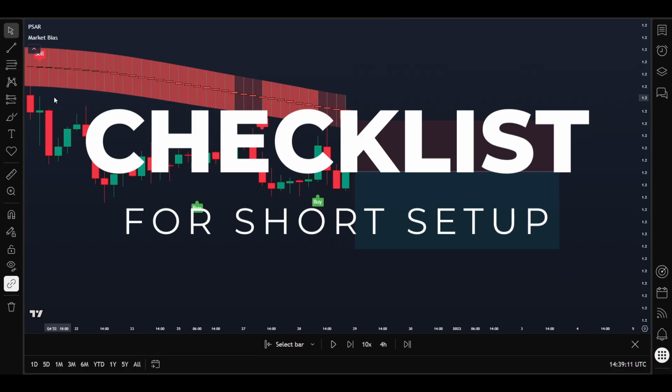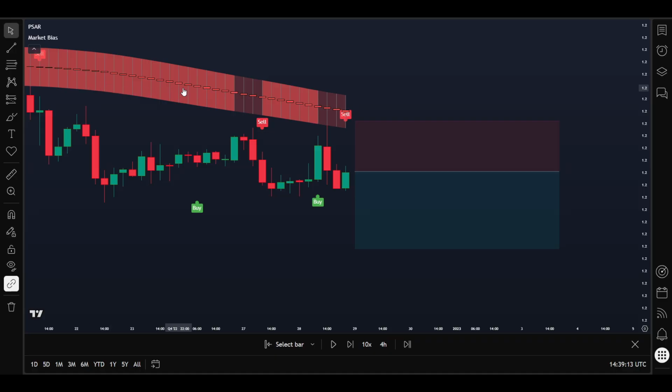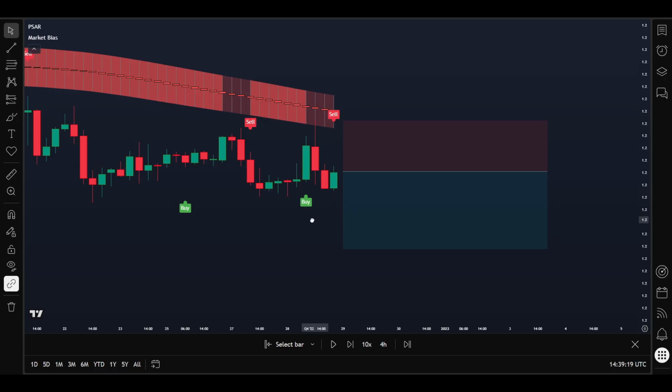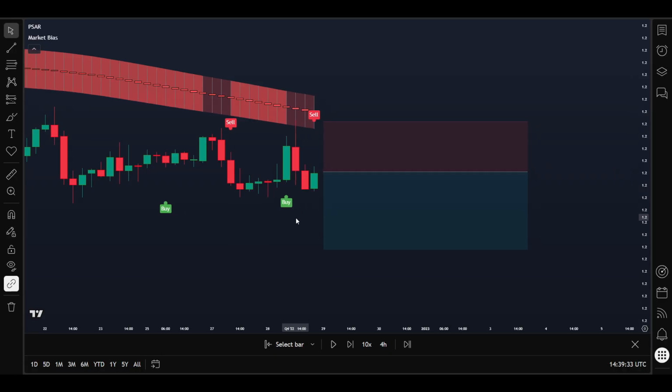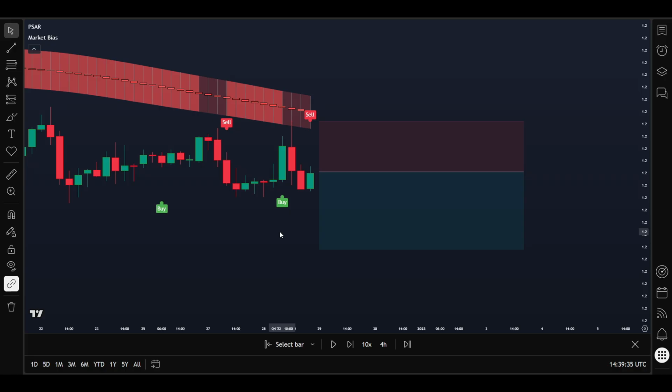Short setup checklist. 1. Trend and location. Market bias ribbon is red and price is trading below it. That keeps us selling rallies in a downtrend rather than bottom picking. 2. Pullback quality. Price touches the ribbon without closing above it. At the touch, the ribbon shade is dark red, not bright. A dark shade at touch signals a controlled countermove rather than a full reversal.